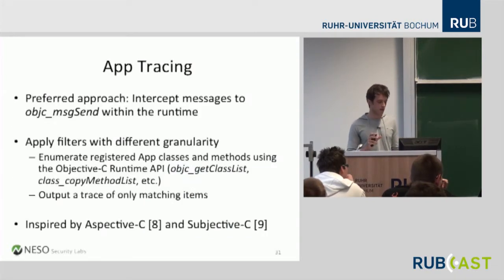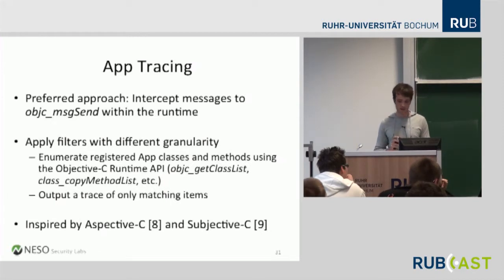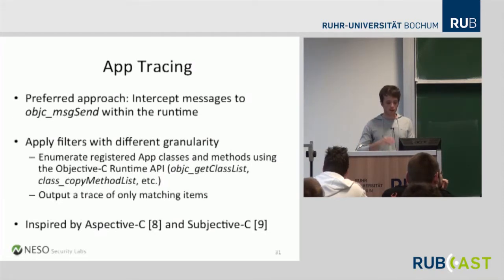A better approach would be to intercept those messages on a runtime level, within the runtime. So when we hook the Objective-C message send function on a runtime level, we could apply different filters. Using the runtime first, we enumerate all registered app classes and methods which are available in the app binary itself. Then we intercept all those messages to that central dispatcher, and we only print out those matching items which are also available in the application binary. And this gives you a complete, clear trace of app method-specific invocations.